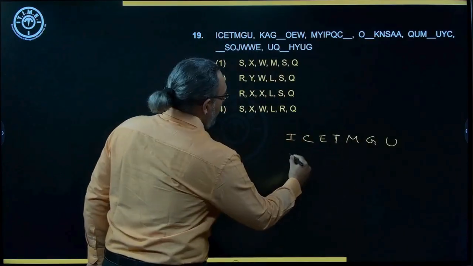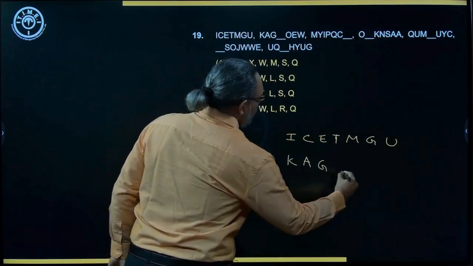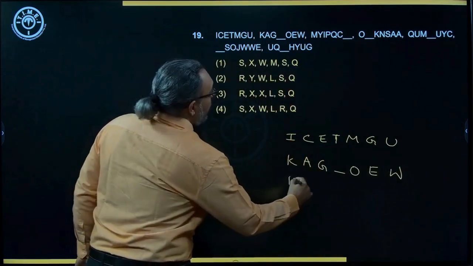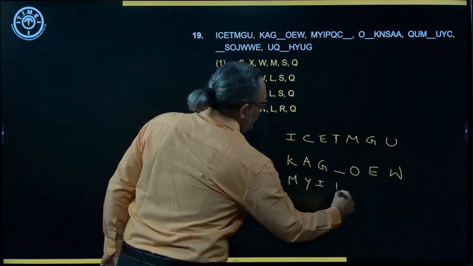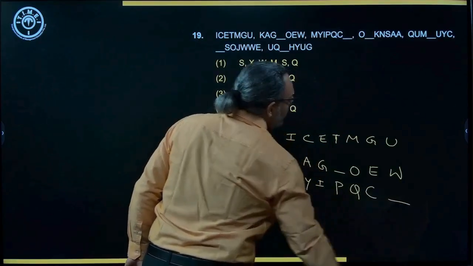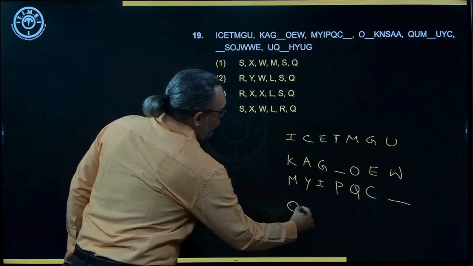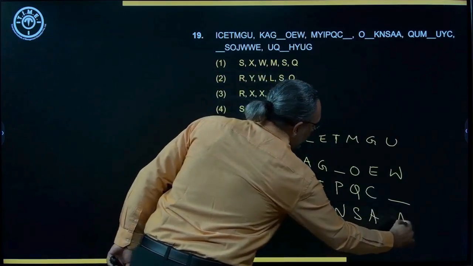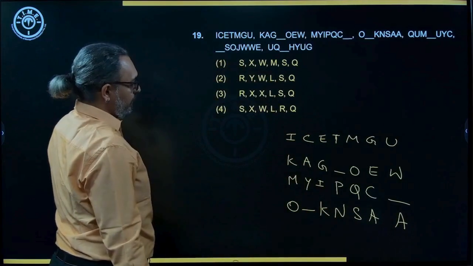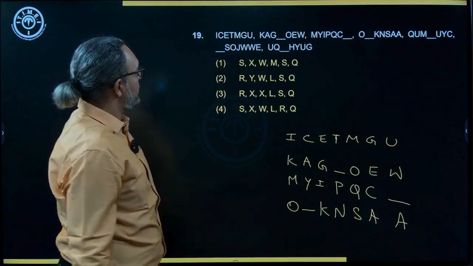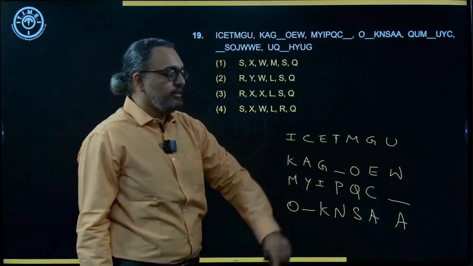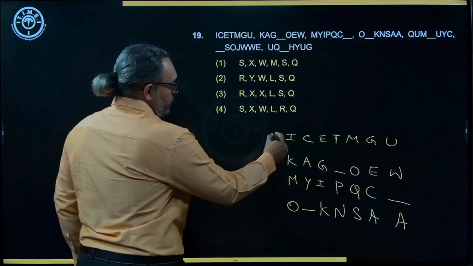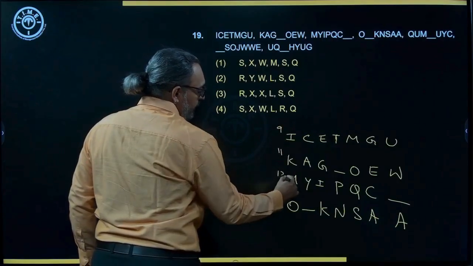Then we have K, A, G, blank, O, E, W. Then we have M, Y, I, P, Q, C, blank. Then we have O, blank, K, N, S, double A. Okay, so let's see this. In the first group there is nothing blank, only from the second I have. So if I take it, here I have 9, 11, 13, 15.